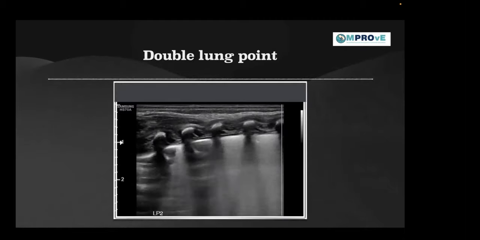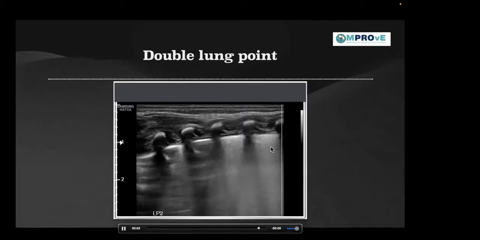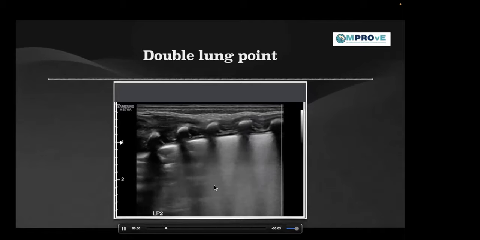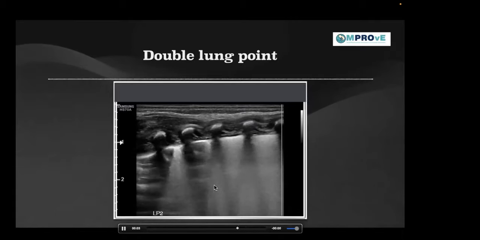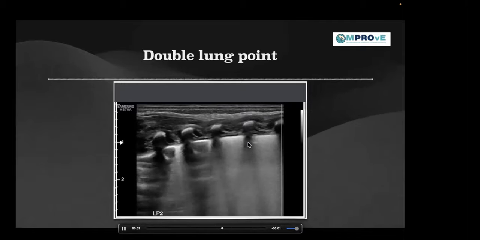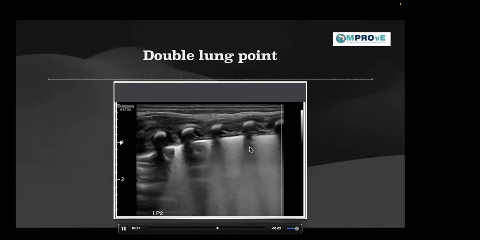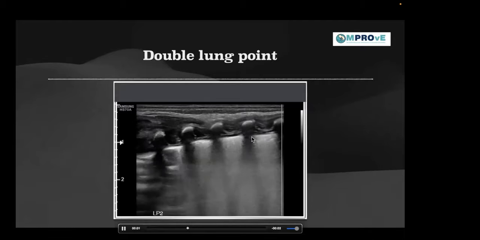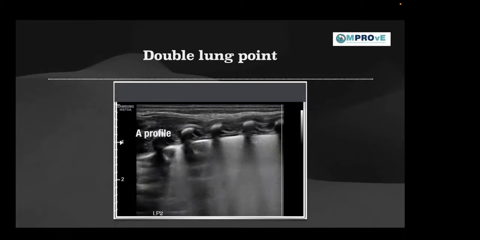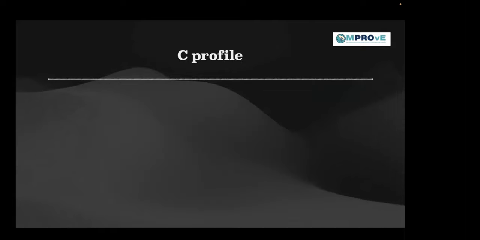Again, similar example, aerated lung, not so well aerated lung. So A profile, B profile, and this transition area is called your double lung point. And as I mentioned, the more the severity, you start losing out on your rib shadowing as well. Ideally you should be seeing this rib shadowing all the way to the bottom, but you can't see that. The more severe the fluid filled area or the pathology, you will see compact B lines and the loss of the acoustic shadowing. Same thing, A profile, B profile, and double lung point. Same about the C profile.